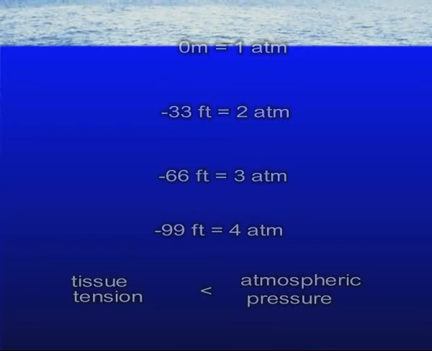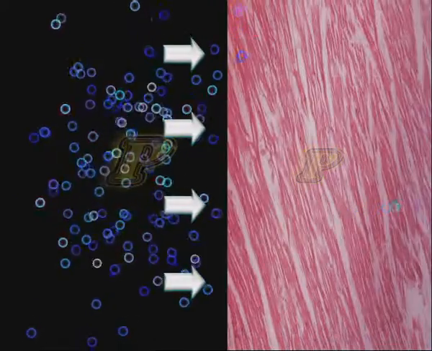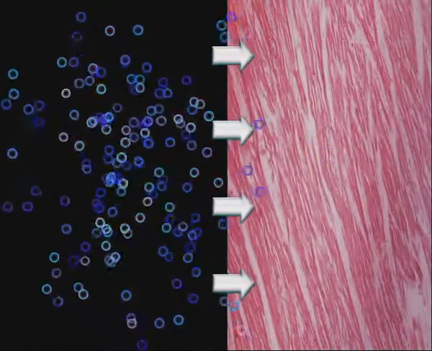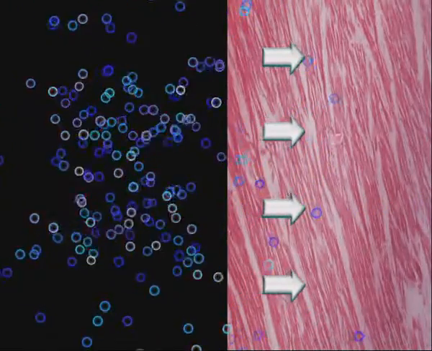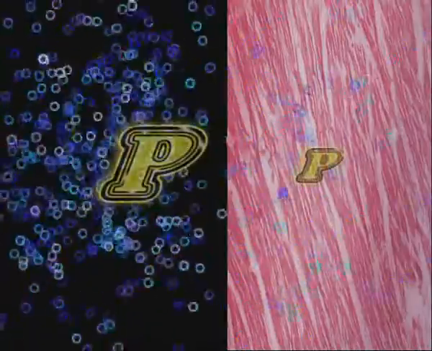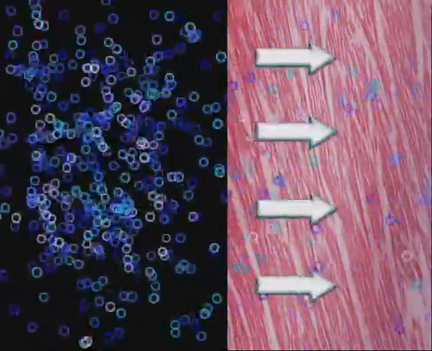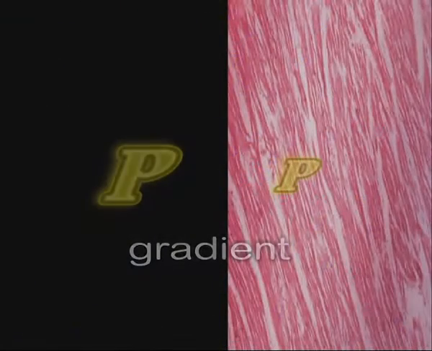Descending during a dive, the ambient pressure increases on the order of 1 atmosphere every 33 feet. But the tissue tension is lower, and according to Henry's law, tissues absorb gas. This absorption increases as much as the difference between ambient pressure and the tension of the gas in the tissue increases. This difference is called gradient.